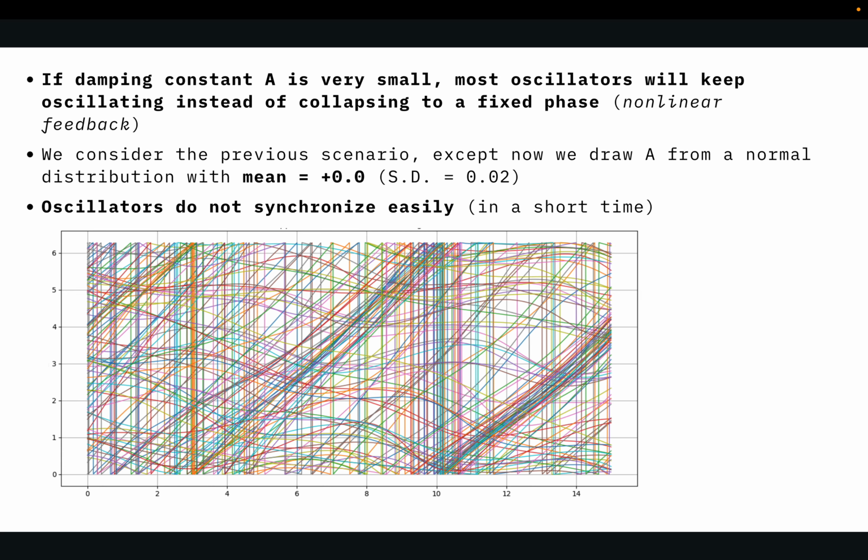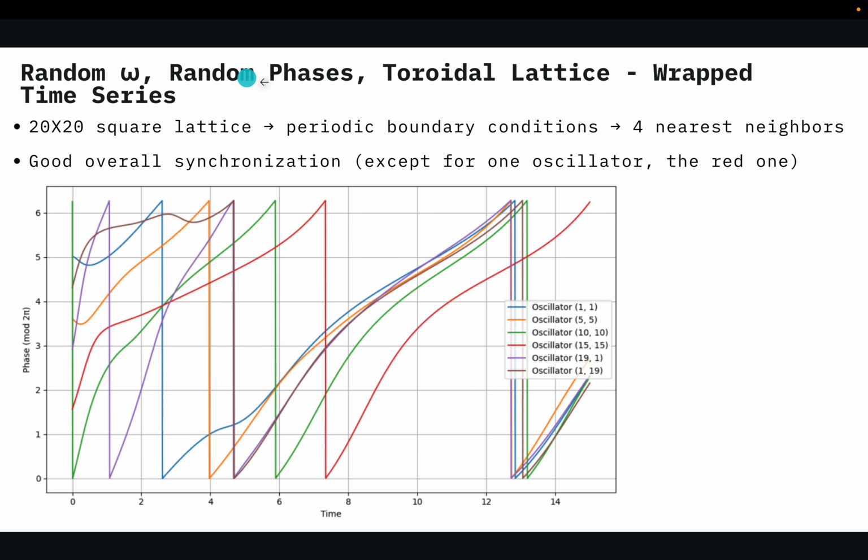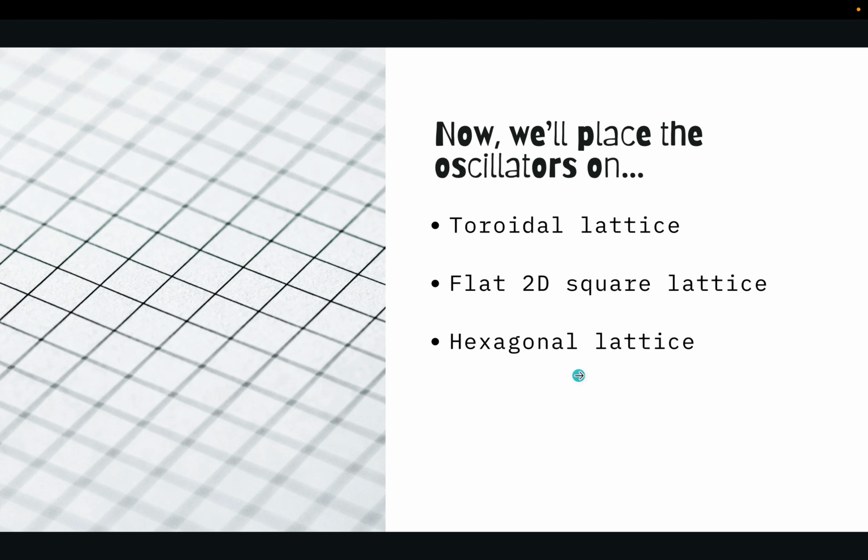Now the last portion, we place the oscillators on toroidal lattice, flat 2D square, and hexagonal, like I said. So here's random omega, random phases, toroidal lattice. Toroidal lattice means, I already showed you, just one more time, just the periodic boundary condition. You start with a flat square lattice, like a 2D lattice, and this is a toroid. Since we don't have boundary effects, every lattice point is the same. That means we would expect slightly better synchronization if we have a toroidal lattice.